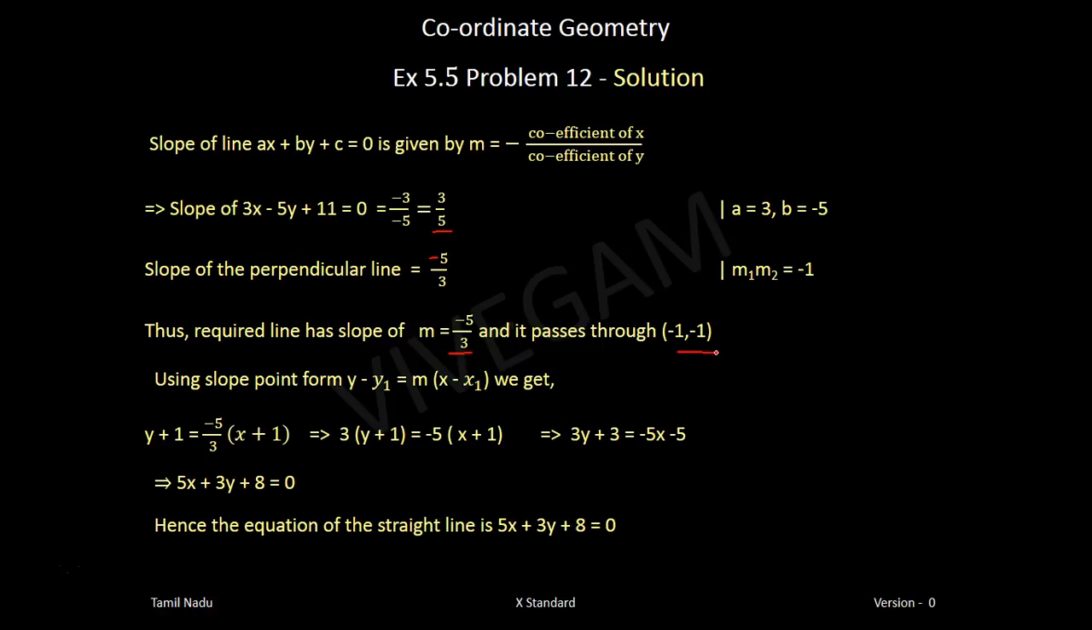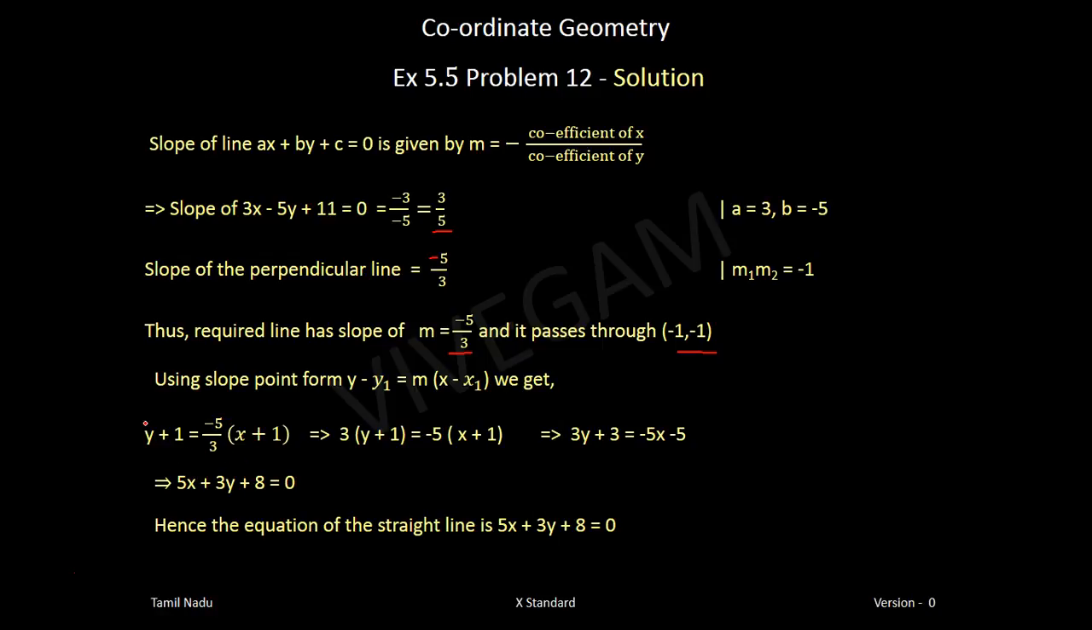and it passes through the point minus 1, minus 1. So use the slope point form y minus y1 equal to m into x minus x1. So x1, y1 is minus 1 and minus 1, and the slope is minus 5 by 3. So the equation will become y minus y1, that is y minus of minus 1, it will become plus, y plus 1 equal to slope, minus 5 by 3, into x minus of minus 1. So it will again become plus, x plus 1. So y plus 1 will be equal to minus 5 by 3 into x plus 1.